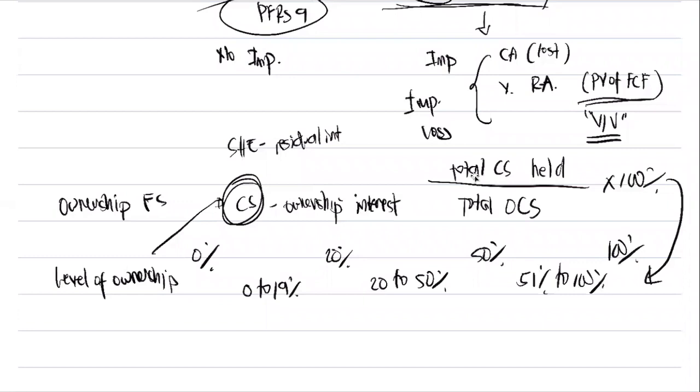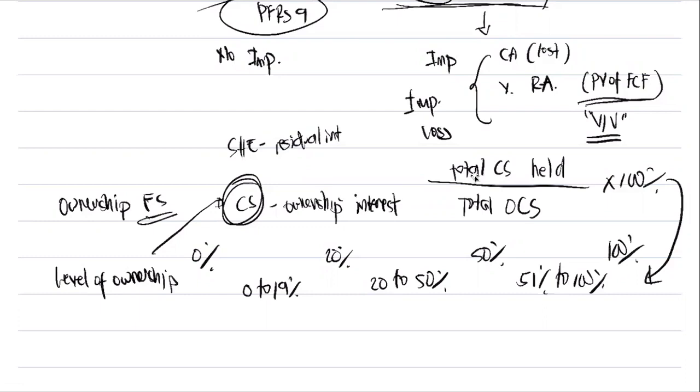Now, after we determine the percentage of interest, then we can group them according to the type of investment for equity securities. Take note, guys, that we only compute your ownership interest basing on your common stock and not on your preferred stock, solely on your common stock.